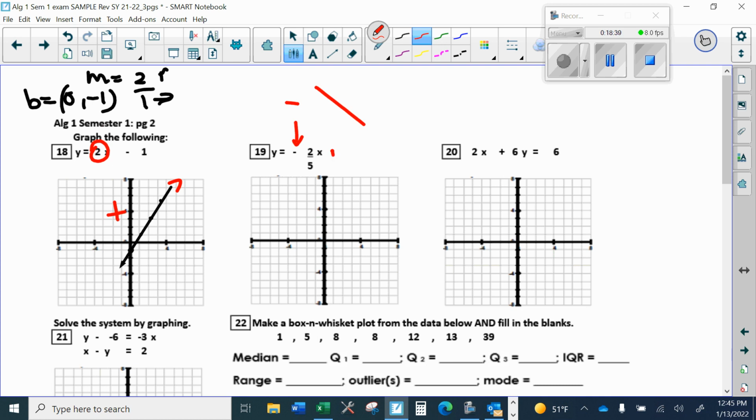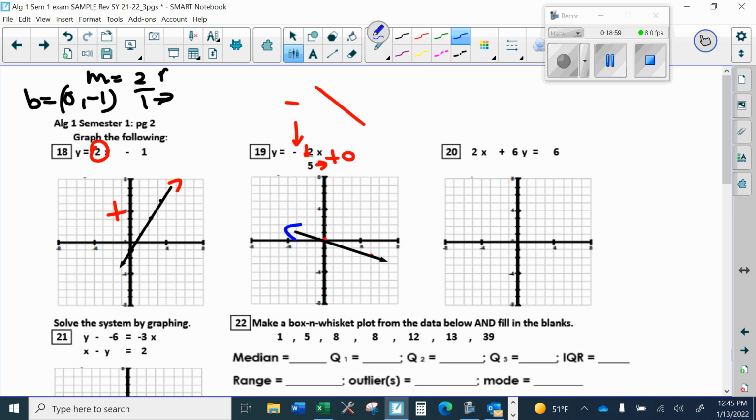So this says the y-intercept is 0. If there's nothing there, it's 0. So 0, 0 is the first point. There's my down 2 and right 5. Down 2, right 5, right there. Okay, and arrow on the other end to make it a line.